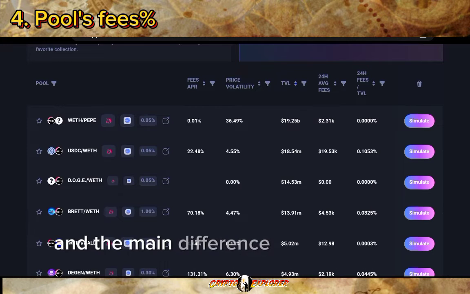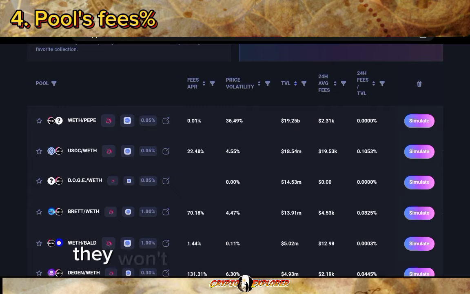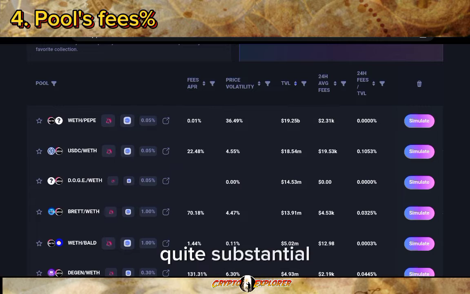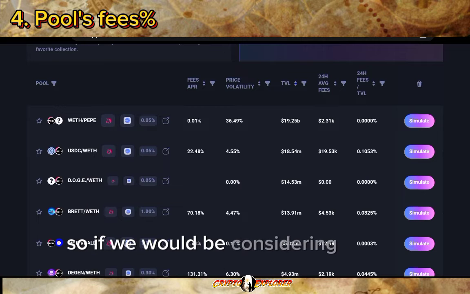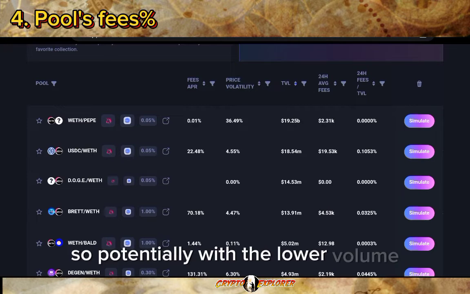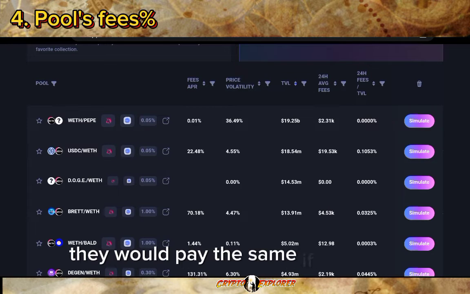And the main difference between those pools is that they won't need as high of a volume because the fees they are charging are already quite substantial. So if we were considering the same pool, USDC paired with wrapped Ethereum, but with a 1% fee range, potentially with a lower volume, they would pay the same, if not more.